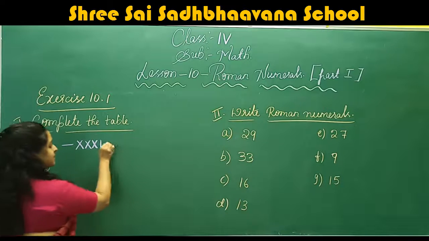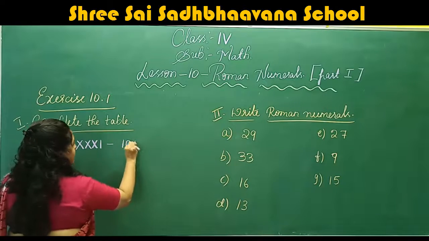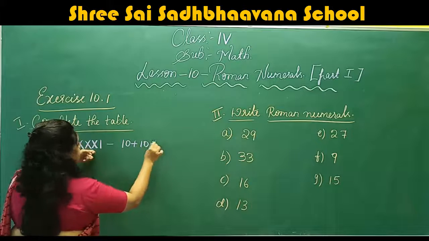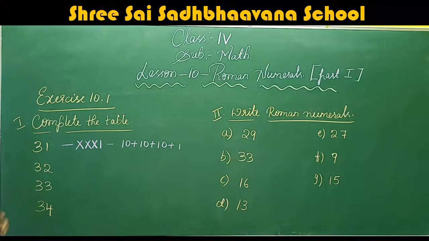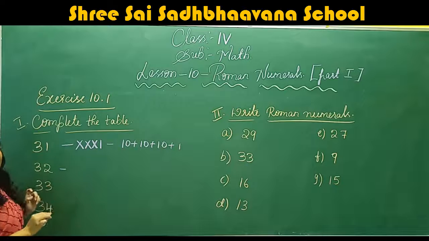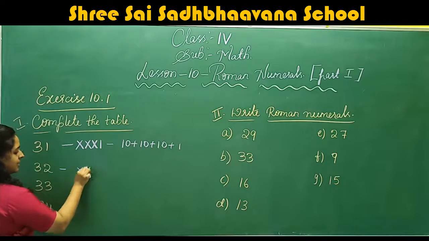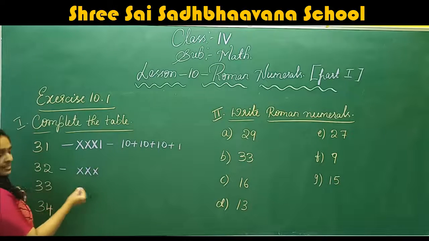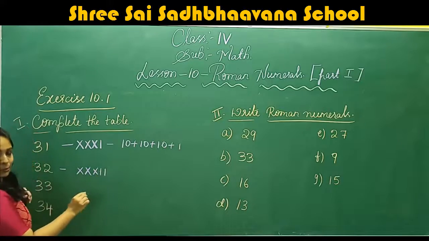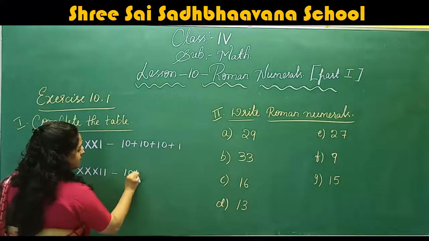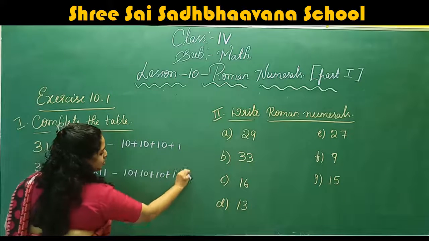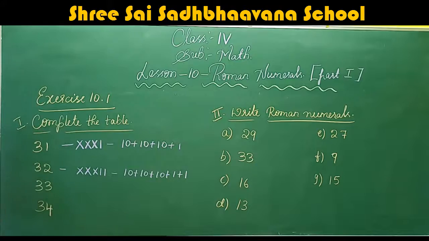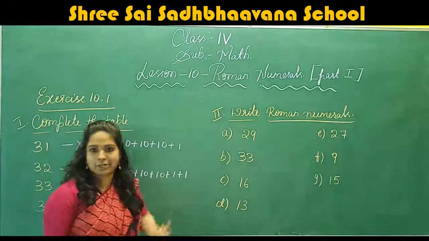Now you have to split this. How will you split? 10 plus, 10 plus, 10 plus, 1. In this way you have written. Yes. Move on to the next number, 32. How to write 32 in Roman numerals? 10, 10, 10, which makes 30, 1, 1, 2. Correct? How you have written? 10 plus 10 plus 10 plus 1 plus 1. Okay, you can write 1 plus 1 or else you can write 2 also.